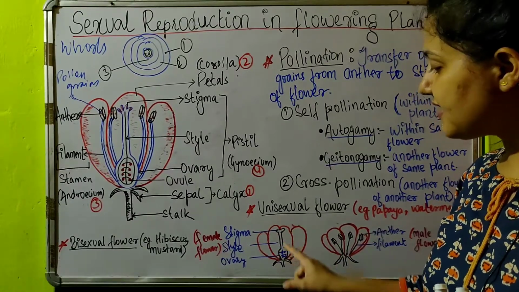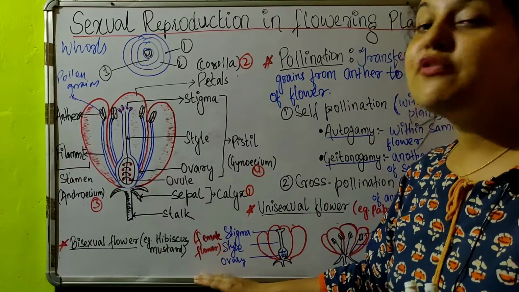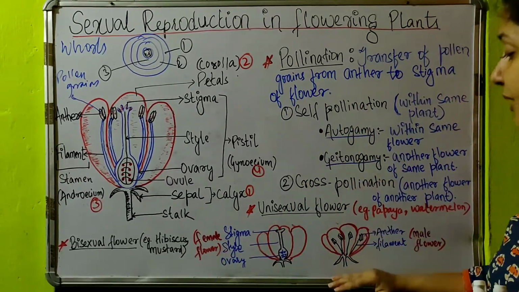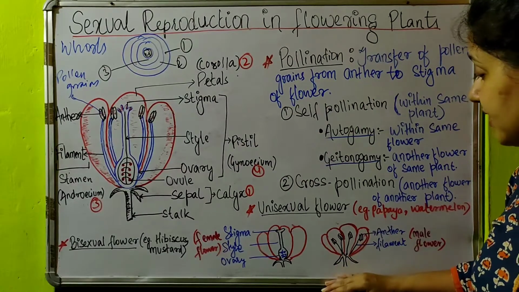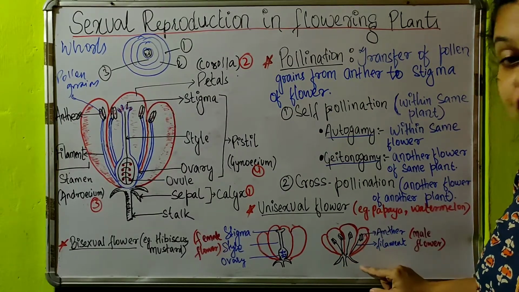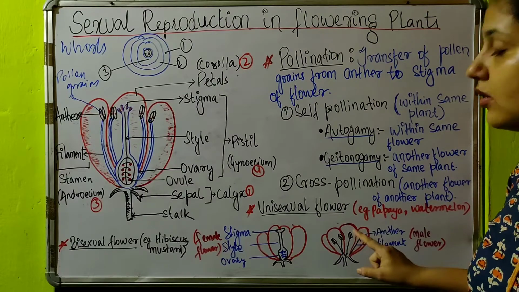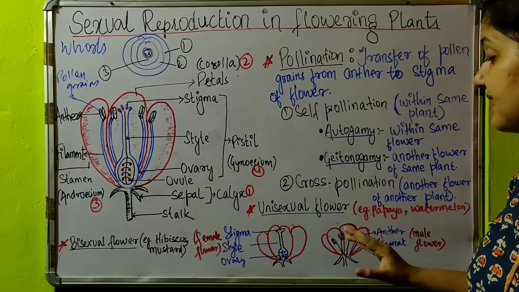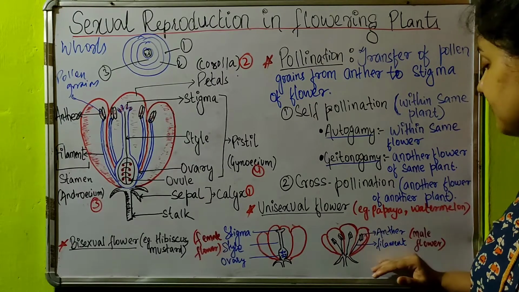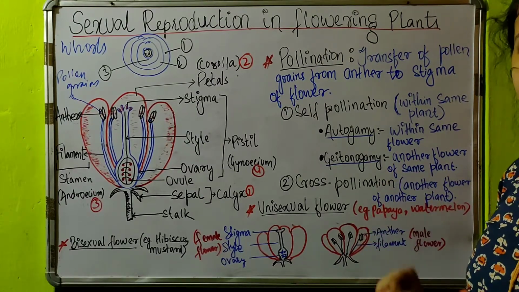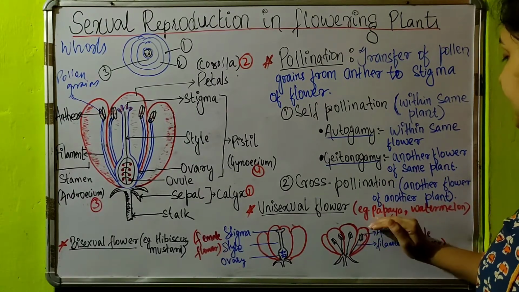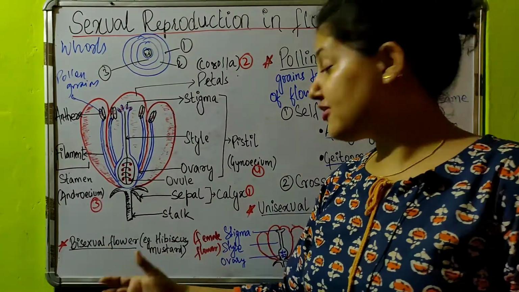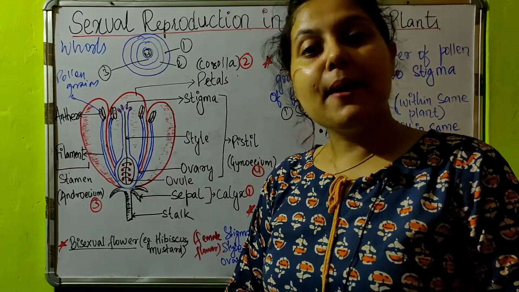Directly there is a 4th hole, that is only the female part. That is only the gynoecium. But you see here, this flower has the first hole, second hole and the third hole. There is no 4th hole, isn't it? That means this is a male flower, as this flower contains only androecium. The examples are papaya and watermelon, and the examples of bisexual flower are hibiscus and mustard.